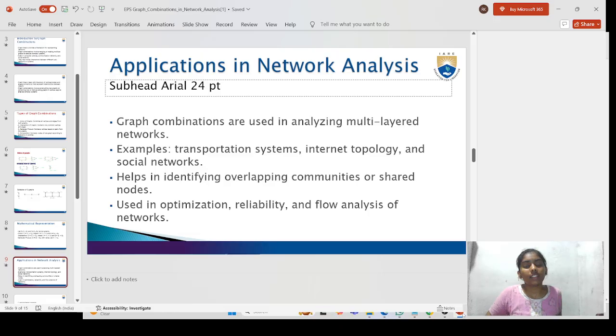Next, we are moving to applications in network analysis. Graph combinations are used in analyzing multi-layered networks. Examples are transportation systems, internet topology, and social networks. It helps in identifying overlapping communities or shared nodes, used in optimization, reliability, and flow analysis of networks.